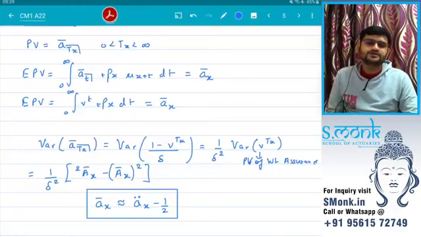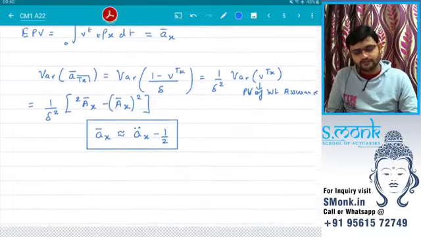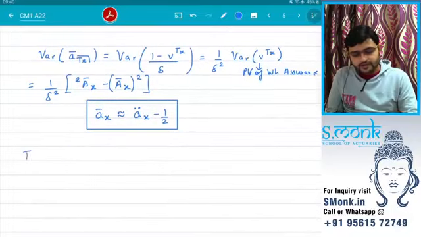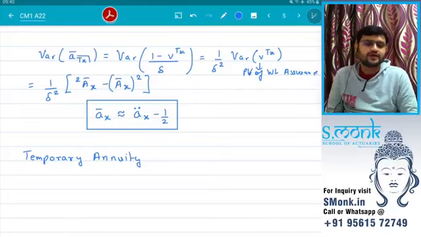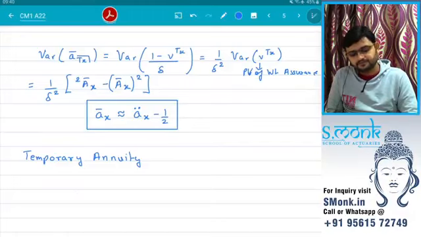Now in assurances, we had so many different cases. We had whole life, term assurance, deferred whole life, pure endowment, endowment. But when it comes to life annuity, we have only two. We have either whole life or temporary annuity.